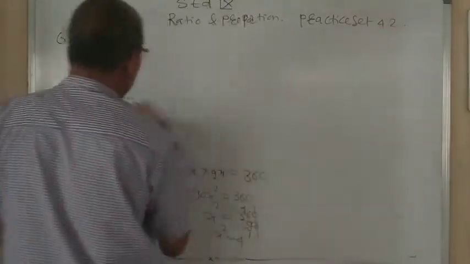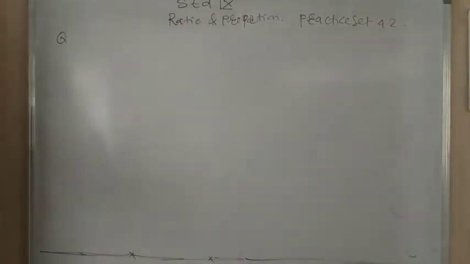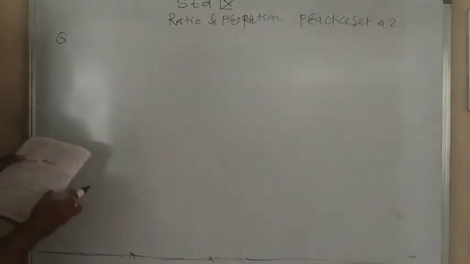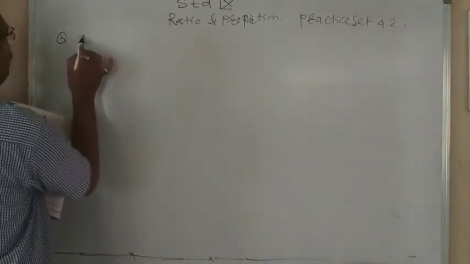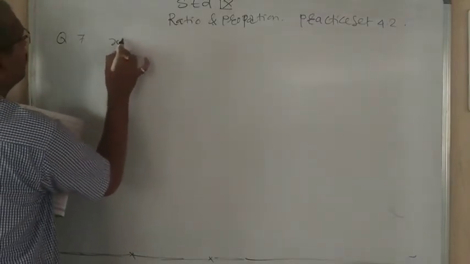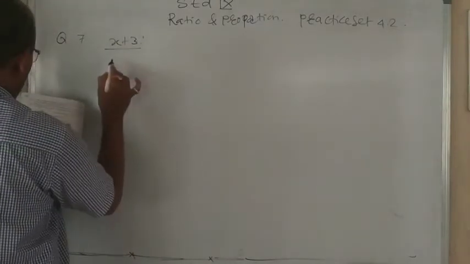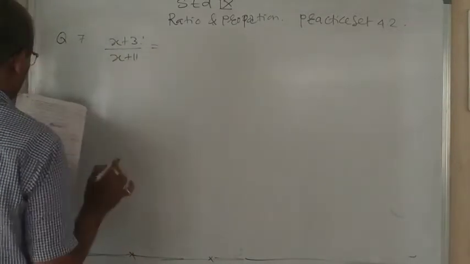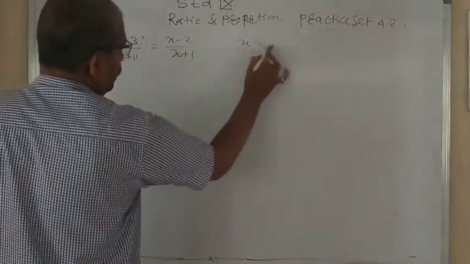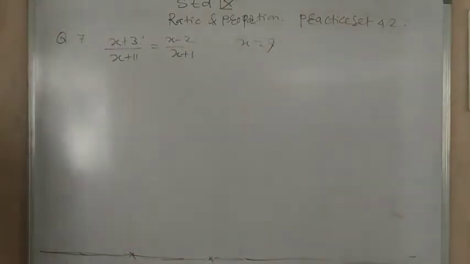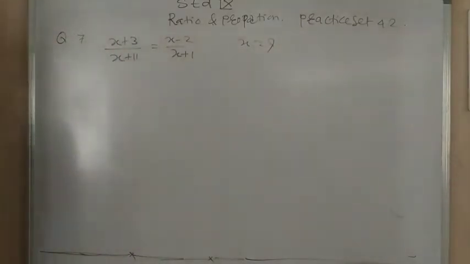Now we will enter into the next question. The next question is an optional question. So instead of question number 5 and 6, I am going to conduct question number 7. x plus 3 upon x plus 11 is equal to x minus 2 upon x plus 1. What is the value of x? Question number 5 and 6 you can solve at your level.